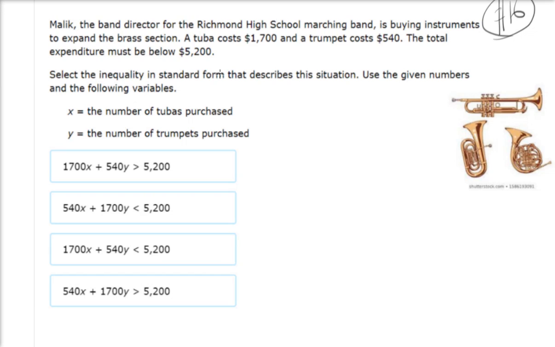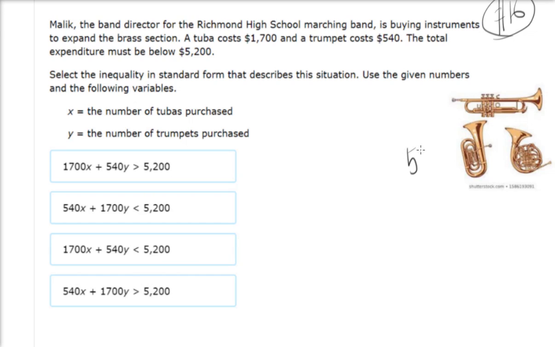So select the inequality in standard form that describes the situation. Use the given numbers and the following variables. So X is the number of tubas purchased, and Y is the number of trumpets purchased. All right, so in standard form, you have the X's on the left and the Y's on the left, and then the number is going to be on the right. So the number that's being compared to. So in this case, we have to be below.